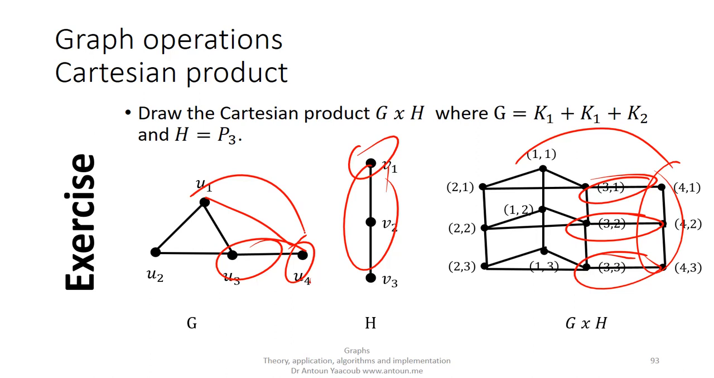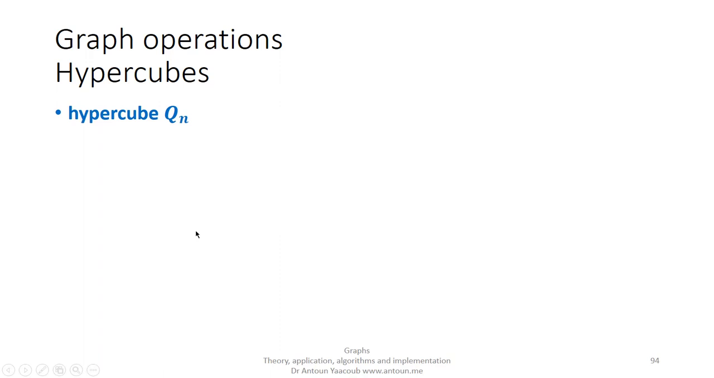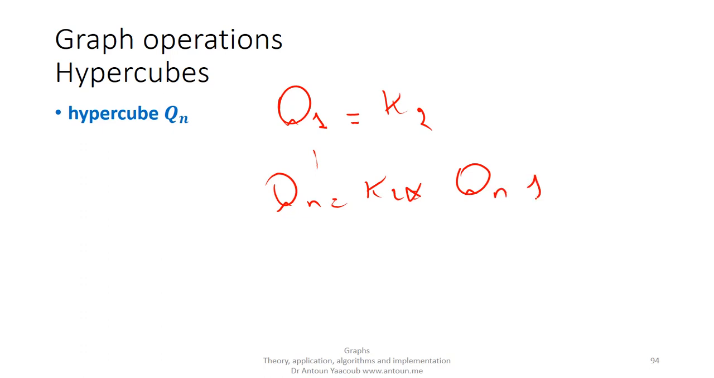The Cartesian product is very important in what we call hypercubes. They are an important class of graphs that can be defined in terms of the Cartesian product operation, and they are very important, especially in parallel computing. A hypercube is defined recursively, so I will give you that. The stopping condition: Q1 is equal to K2, and Qn is equal to K2 Cartesian product Qn minus 1. In other words, Qn takes 2 copies of Qn minus 1, so recursively we are doing that.